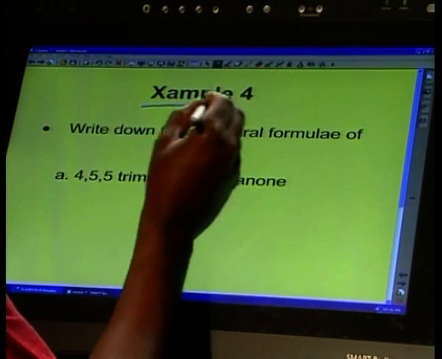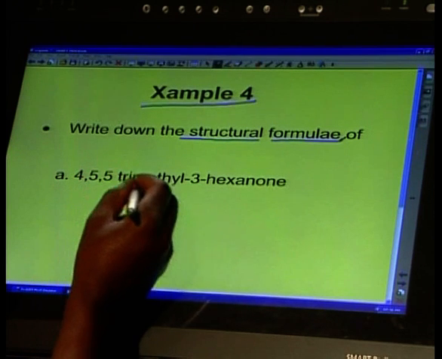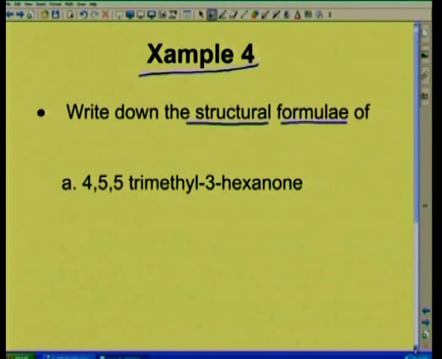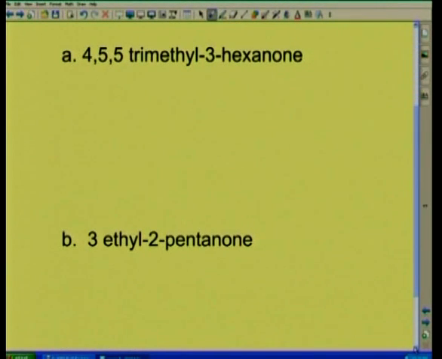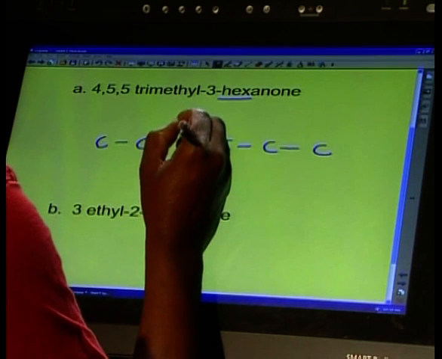Right. Example 4. We are to write down the structural formula of 4,5,5-trimethyl-3-hexanone. It's a long one. Now, the fact that we're talking hex here, I know I should have 6 carbon atoms forming my longest chain: 1, 2, 3, 4, 5, 6. This is going to be a ketone, and therefore it must have a carbonyl group, which is a carbon bonded to oxygen in a double bond. It says 3-hexanone, so counting from the left, 1, 2, 3.